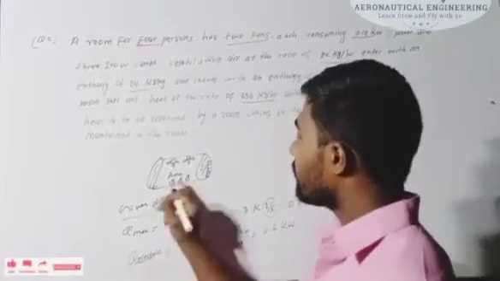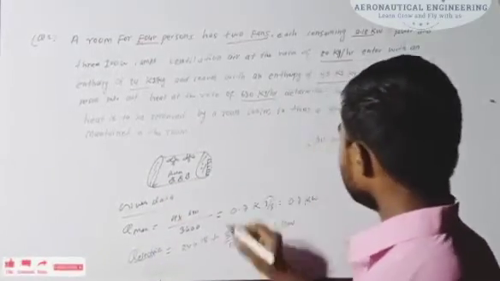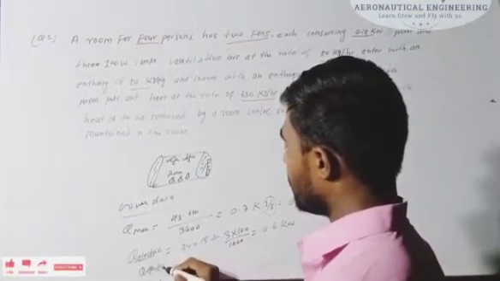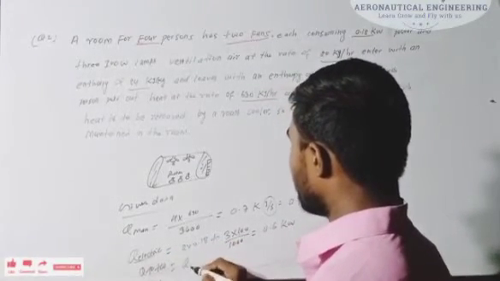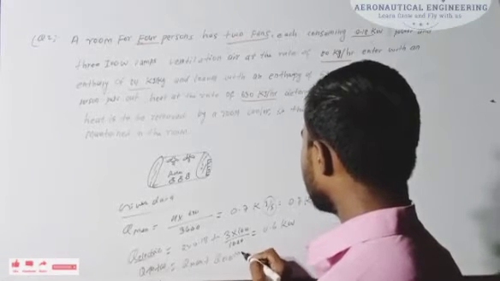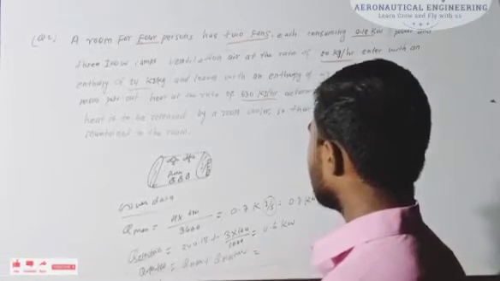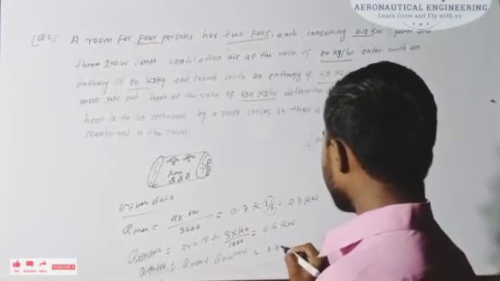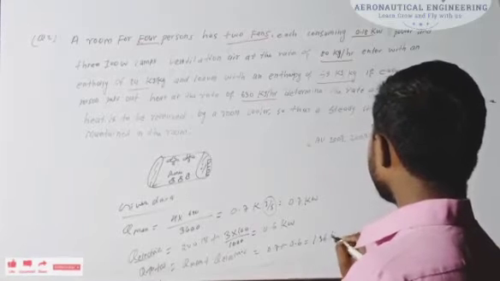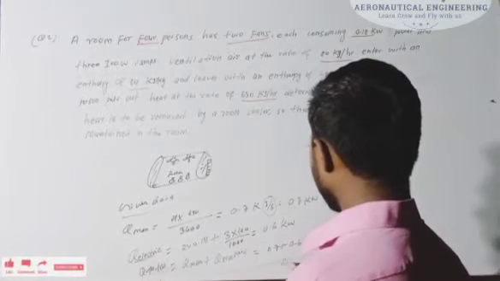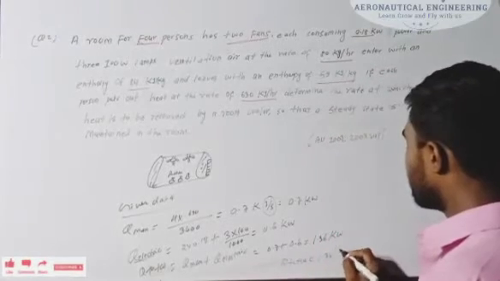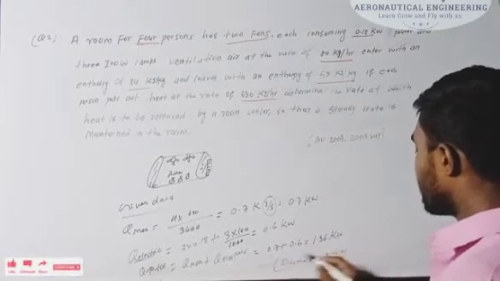So total heat produced in this room, Q total equal to heat produced by man plus Q electric. So 0.7 plus 0.6. After calculating this, we get 1.36 kilowatt. Q total equal to 1.36 kilowatt.